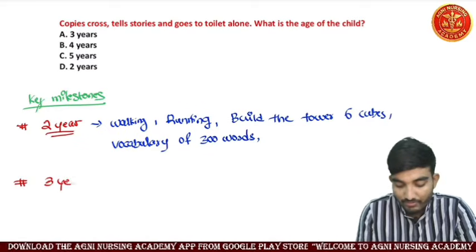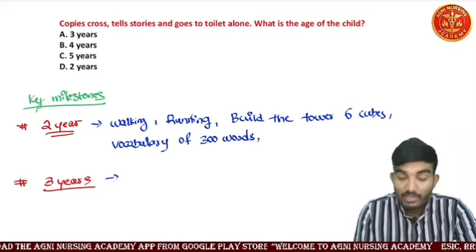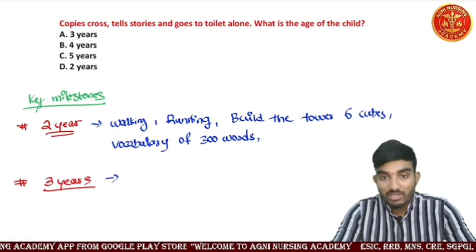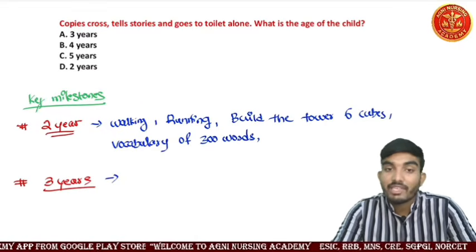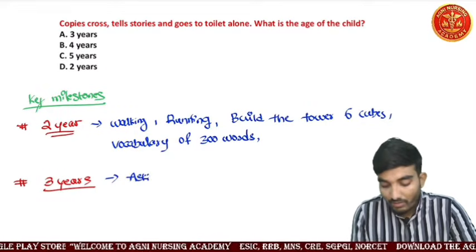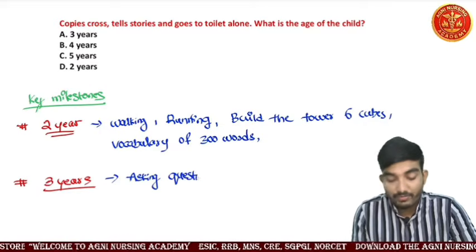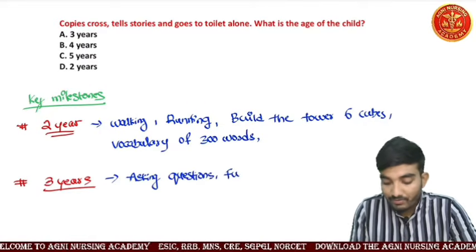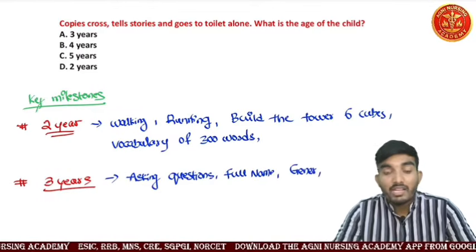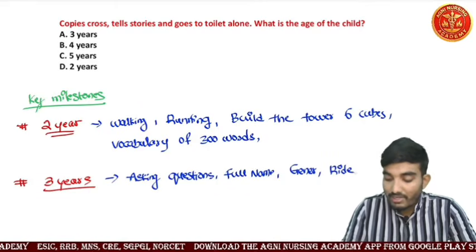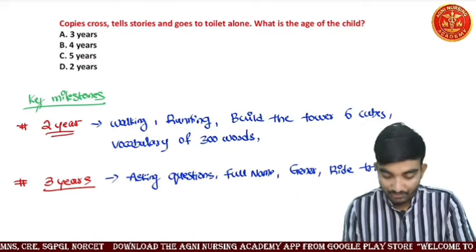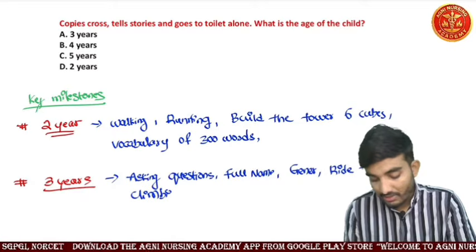We'll see the 3-year milestones. In the 3-year milestones, the 3-year-old children ask more and more questions. If we ask what is your name, they will tell their gender and name also. They know their full name and gender, and they are also able to ride a tricycle, and climb alternate steps.